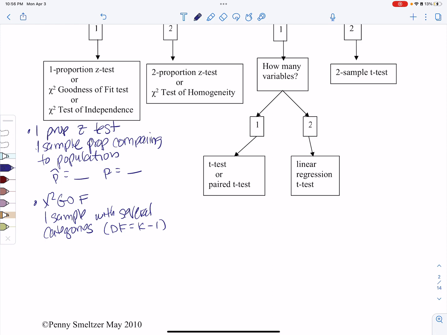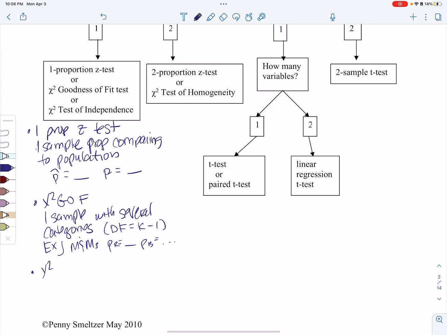So here's an example. You would have M&Ms. And you would have proportion, let's say red, blue, etc.